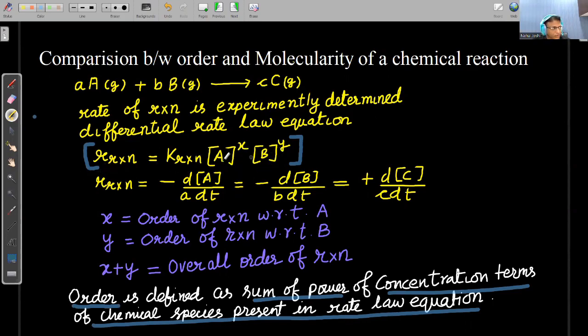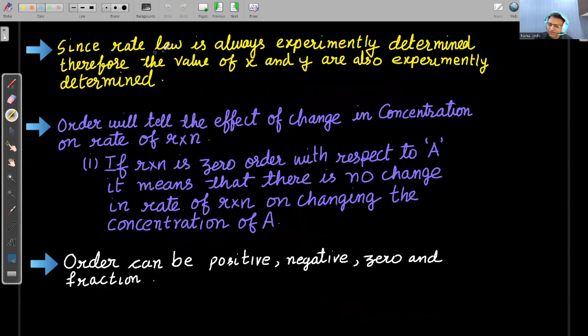You will come to know that there are many chemical reactions for which we cannot write the rate equation in this form. There are many reactions for which order is not defined, order is meaningless. We can define order only when we are able to write the rate law equation in this form. Since rate law is always experimentally determined, the values of x and y are also experimentally determined.